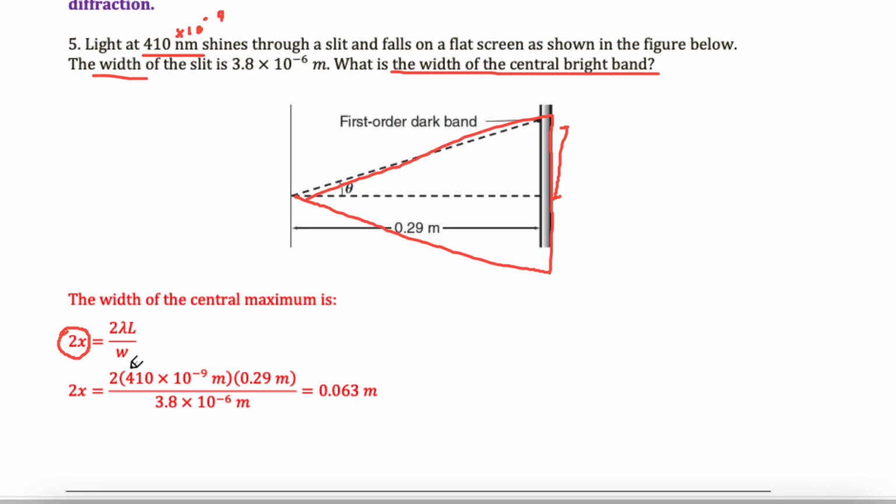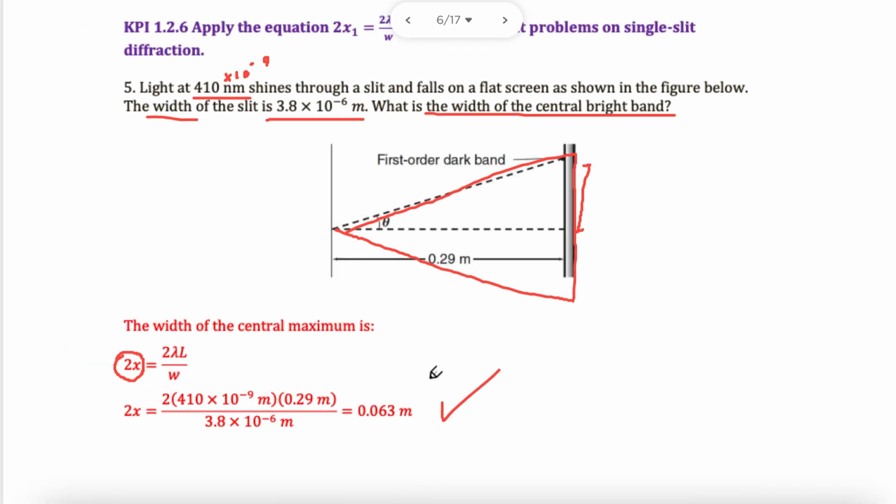So 2 lambda L divided by the width of the slit, minus 6. They could have written micro, but they didn't. So 3.8 times 10 to the minus 6. You'll get your answer, done. Answer should be in meters.